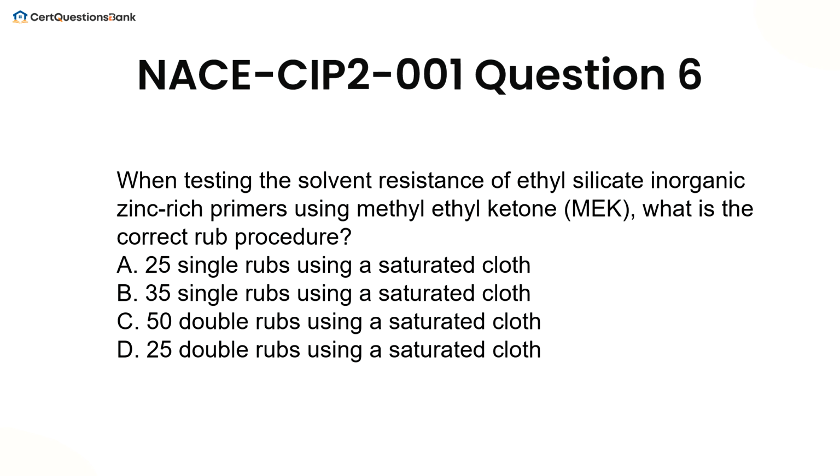When testing the solvent resistance of ethyl silicate inorganic zinc-rich primers using methyl ethyl ketone (MEK), what is the correct rub procedure? A. 25 single rubs using a saturated cloth. B. 35 single rubs using a saturated cloth. C. 50 double rubs using a saturated cloth. D. 25 double rubs using a saturated cloth.